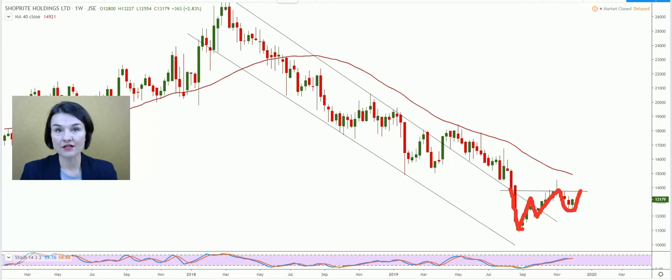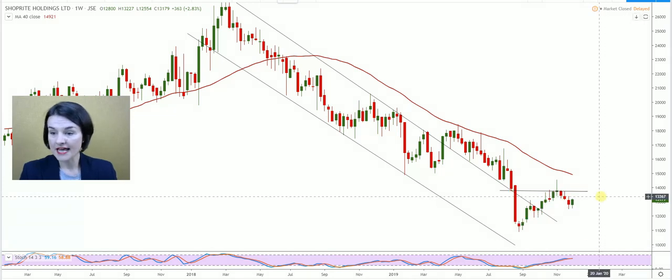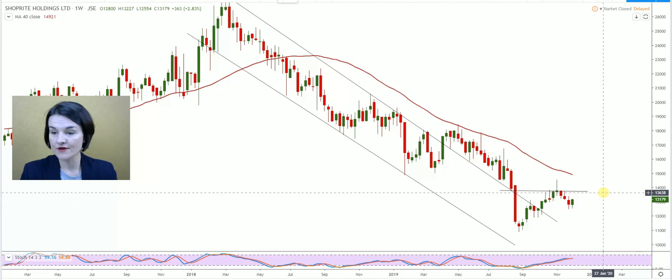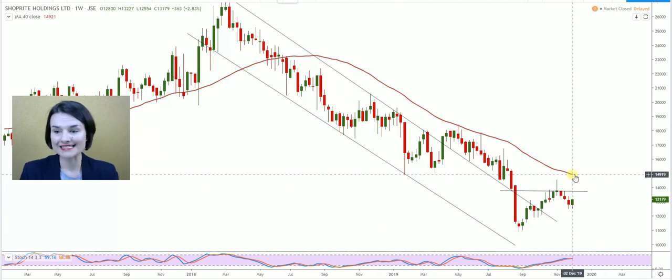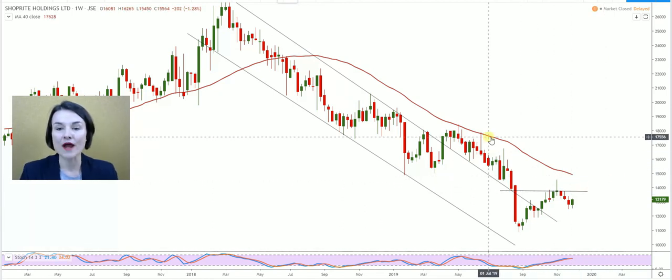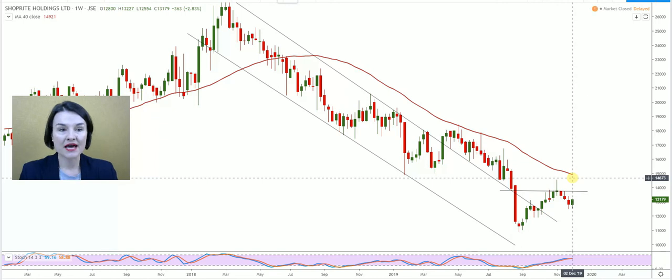So if this level, and I'm going to give you that exact level, if this level around 137 Rand 61 changes into a support, my next higher low will be confirmed. That will be very positive for Shoprite. What is the next possible resistance that needs to be overcome? That is that red line, the 40-week moving average, and that is waiting around 149 Rand 21.